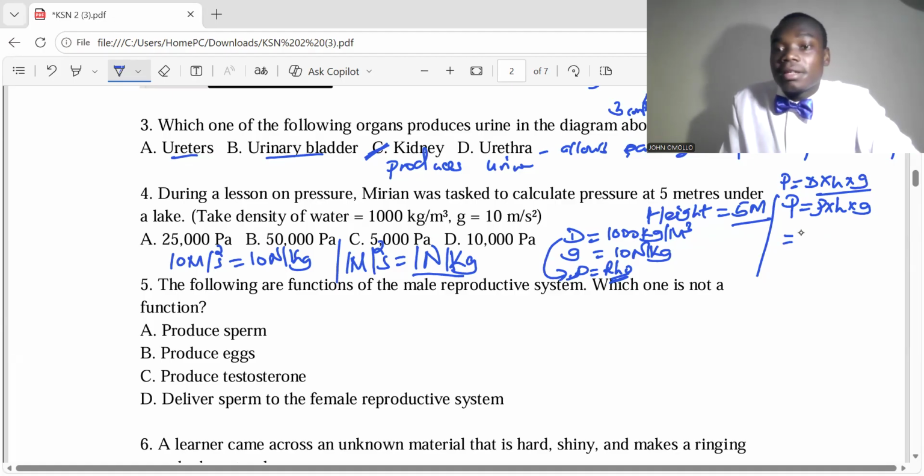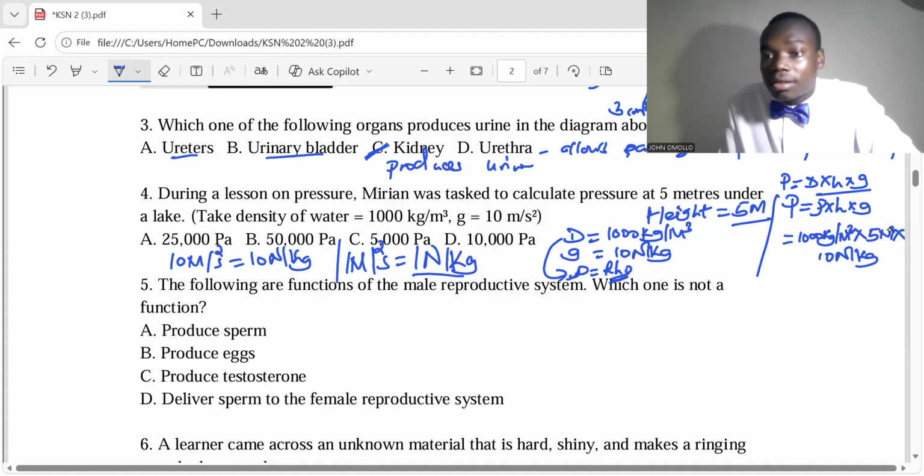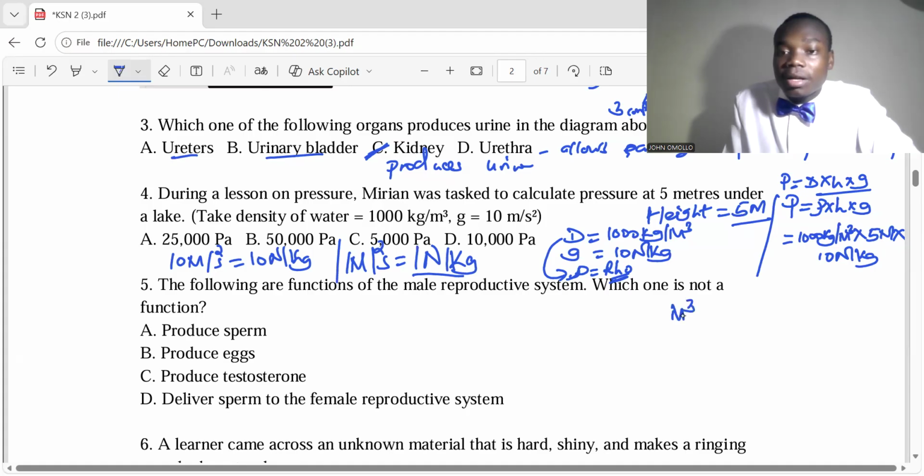So we say density is 1000 kilogram per cubic meter, times height is 5 meters, times gravity is 10 Newton per kg. Because one meter is on top and the other below, the meter cubic over meter becomes meter square. And kg by kg cancels. So we have 1000 over meter square, because the meter cubic has been cancelled, times 5 times 10 Newton.